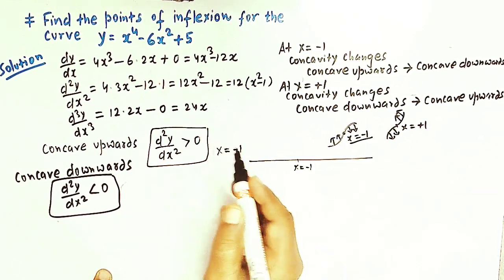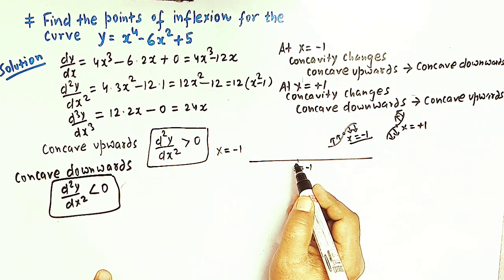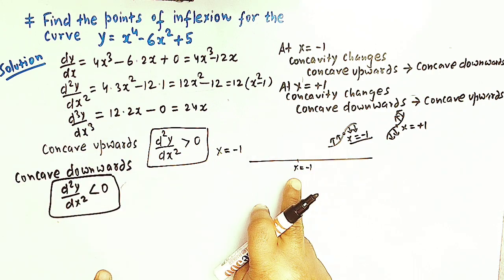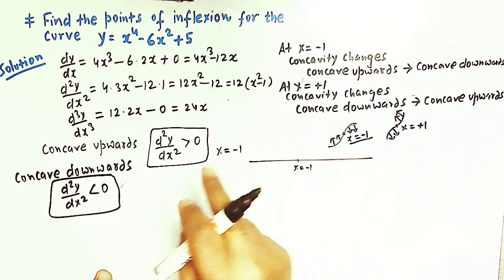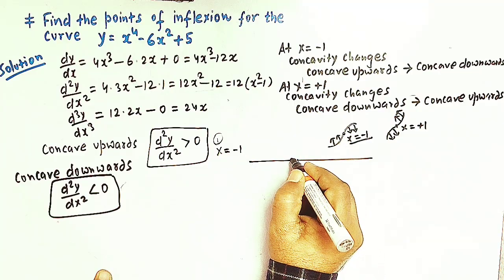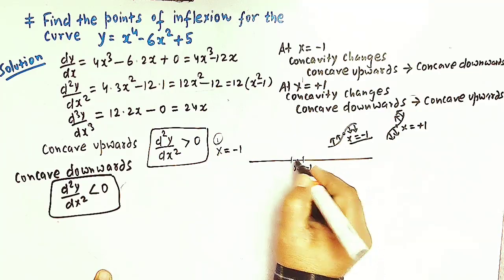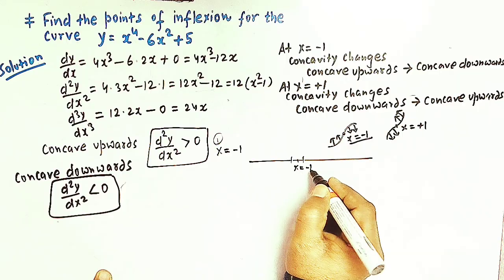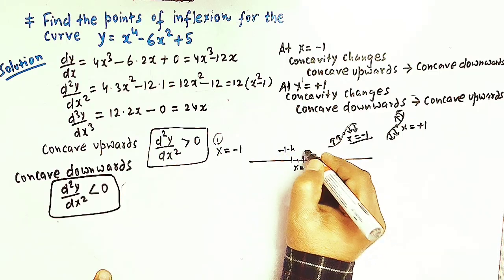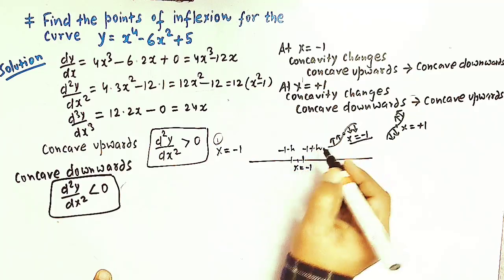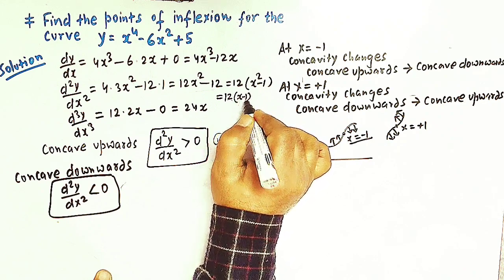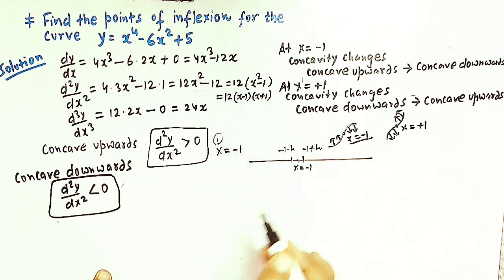So now let us show how the concavity changes with the help of the second derivative, taking 2 points in the neighborhood of the points of inflection. So let us first take this point x is equal to -1, and let us take 2 points in the neighborhood of x is equal to -1. So here we have -1 minus h, and here we have -1 plus h. Now the second derivative can be written as 12, and here we can write x minus 1 x plus 1, right?